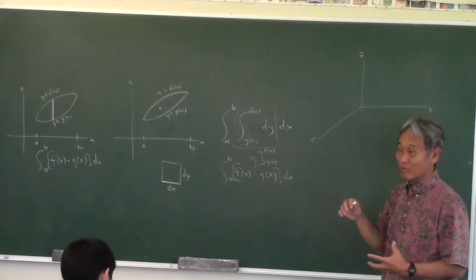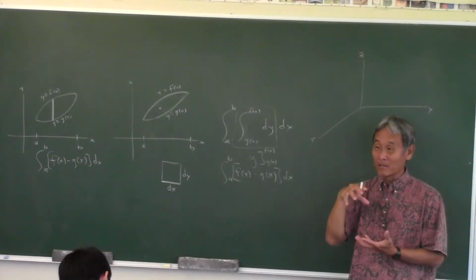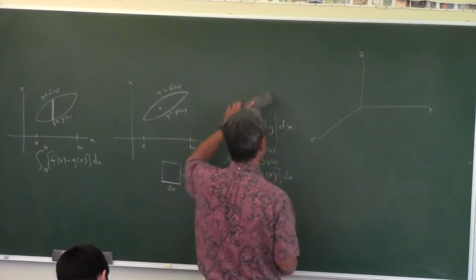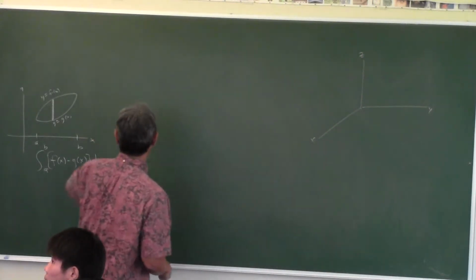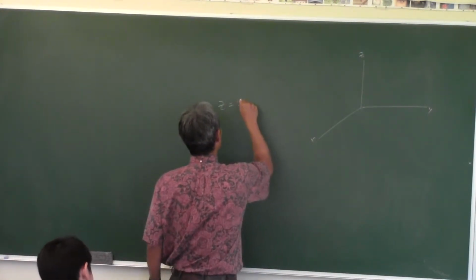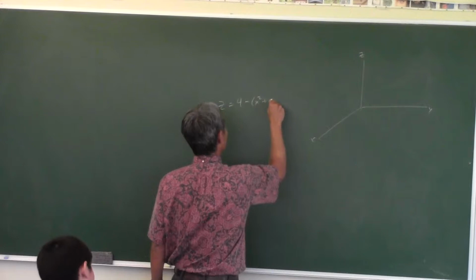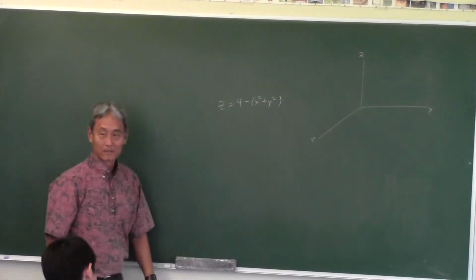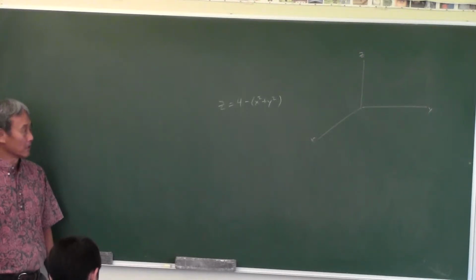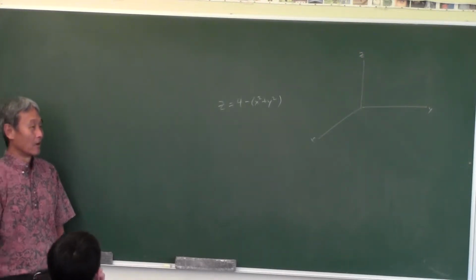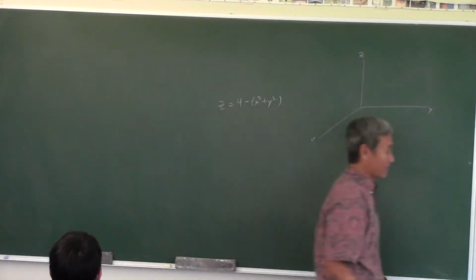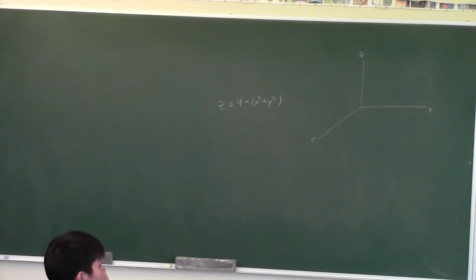Find the volume of the paraboloid that lies above the xy plane. And let me give you the equation of the paraboloid. Let me think. z equals 4 minus x squared plus y squared. Do you see that's a paraboloid? Okay, so find the volume of the paraboloid that lies above the xy plane. In fact, I have a paraboloid right here.